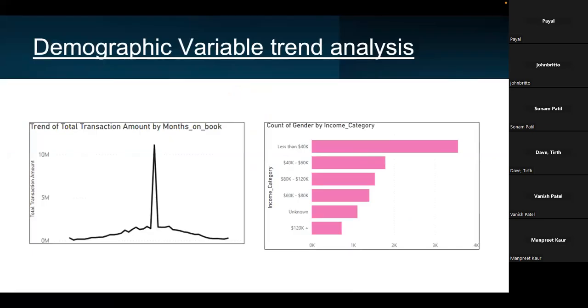Moving on, we can also take a look at the trend of the total transaction amount throughout the year. As you can see from the graph, there's a general slope, but then there's a high spike from July to August. We can also further categorize these customers by their income category to see what their income levels are, how they are using the credit cards, and what their behaviors are based on income. So moving on to the next slide.